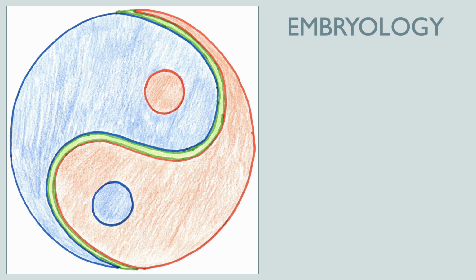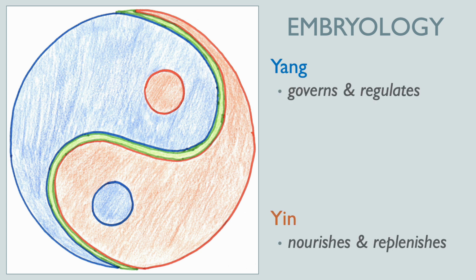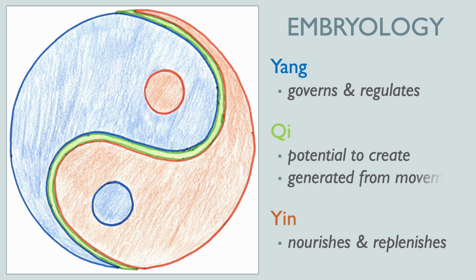Let's replace the traditional black and white of the yin-yang symbol with blue, orange, and green, where blue represents yang that governs and regulates. The orange represents the yin that nourishes and replenishes, and the green represents the qi that has the potential to create from the movement of yang in relation to yin.